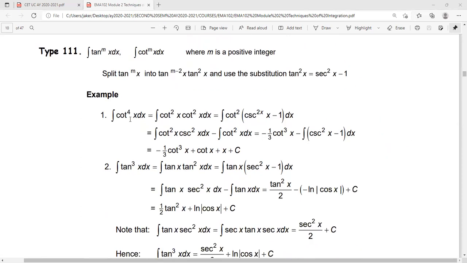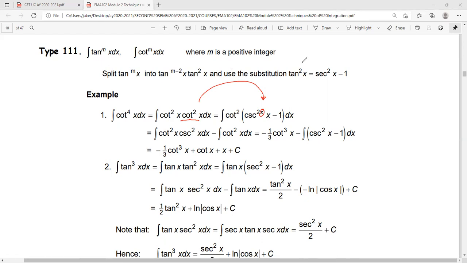So in here, you have cotangent to the fourth x. So split it into 2 cotangent squared x. Now, since you need a derivative for the cotangent, that way you can use power rule for it. Then you use the equivalent identity for the cotangent. What is that? This is it. Cotangent squared x is cosecant squared x minus 1. By the way, class, there's a typo error. So cosecant squared x minus 1. You convert the cotangent here to cosecant squared x minus 1.